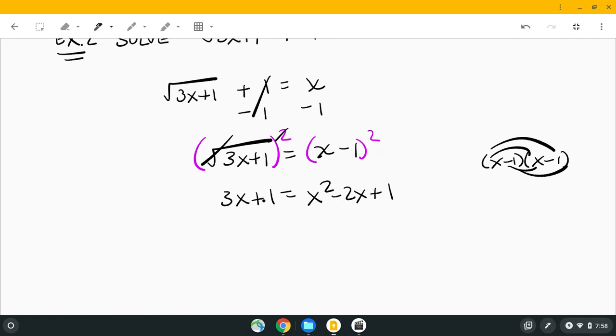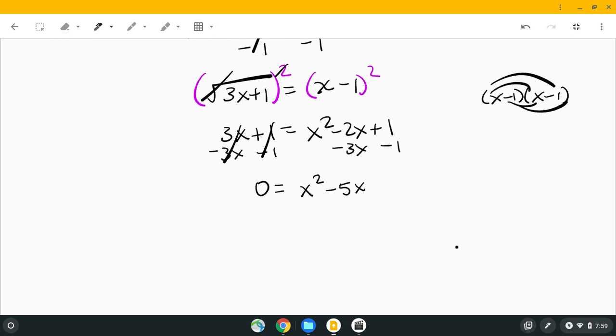So I'm going to set this equal to 0. I'm going to subtract 3x on both sides, and then I'll subtract 1 on both sides. So let's subtract 3x on both sides, and they cancel out. And then I'm also going to subtract 1 on both sides, and they cancel out here. So we're going to set it equal to 0. All right, so here I get x squared minus 5x. Oh, 1 and minus 1 cancel. So we get x squared minus 5x.